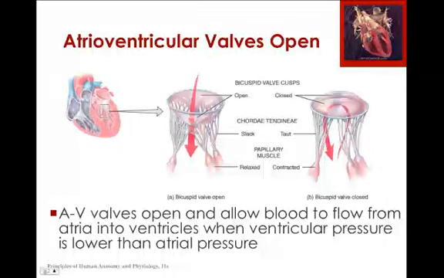Now, when the pressure in the ventricles becomes higher than the pressure in the atria, then we'll actually close this valve, and that's going to happen when the ventricles contract. And when those ventricles contract, those papillary muscles are going to contract as well, and that's going to close up that valve. That way that will prevent the backflow of blood from the ventricles back into the atria. So that's how your AV valves work.